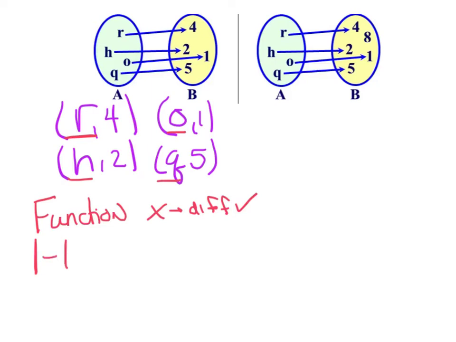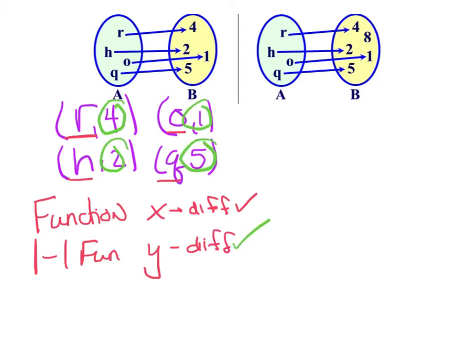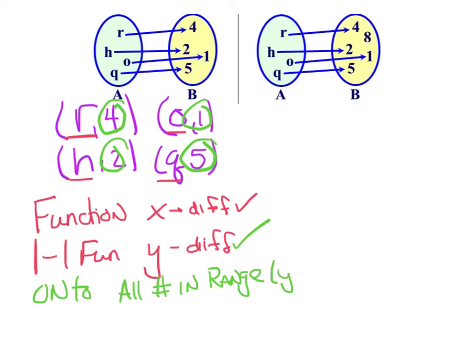Is it a one-to-one function? This time I need every y to be different. Let's see. 4, 2, 1, 5. Check. Is it an onto function? Now graphically we can't see if it goes to positive and negative infinity, but here's the deal. Basically, did we use all numbers in the range, in the y value? Well, if this is x and this is y, did I use all of them? Yes, somebody is going to all of them, so this is onto.